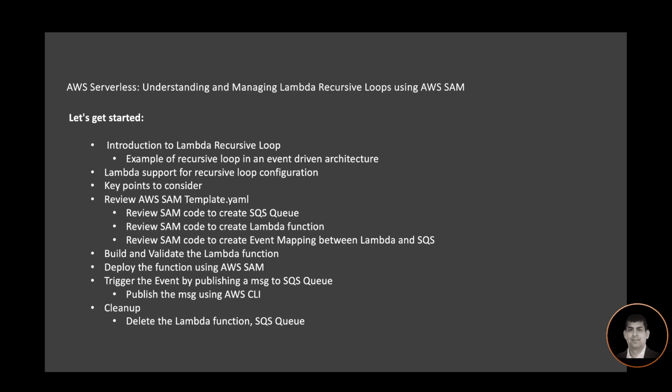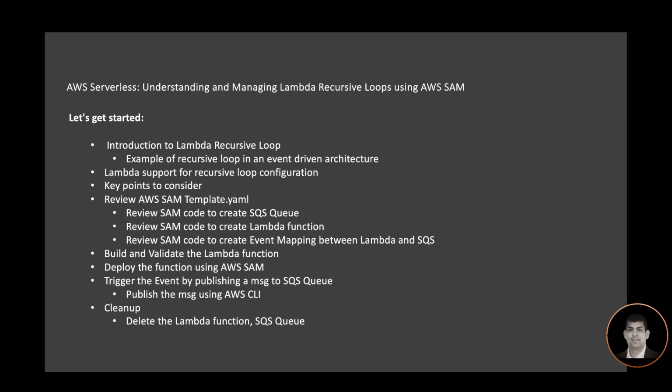This is the file that's required to implement the AWS SAM. We're going to look at the SAM code to create the SQS queue. We're also going to look at a portion of the code that creates the Lambda function. And then we're going to look at the SAM code to create the event mapping between Lambda and the SQS queue. I'm going to build and validate the Lambda function using AWS SAM, and then I will deploy the function to the AWS Cloud using AWS SAM.